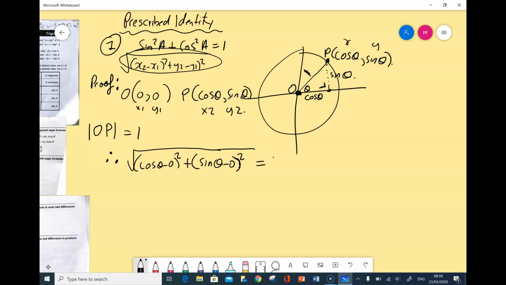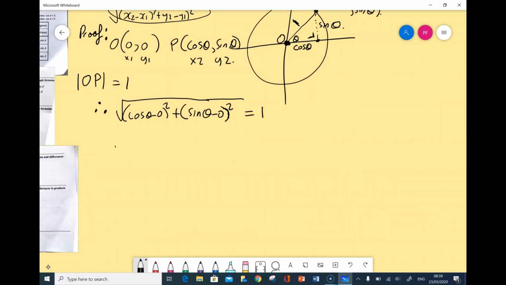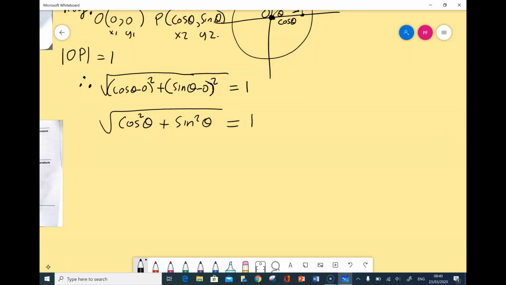That length must be equal to 1. Okay, so that's the square root. Cos theta minus 0 is just cos theta, to be squared, that's just cos squared theta. And then plus sine squared theta equals 1. So how do we get rid of a square root sign? We square both sides. So cos squared theta plus sine squared theta equals 1 to be squared. Therefore, cos squared theta plus sine squared theta equals 1.